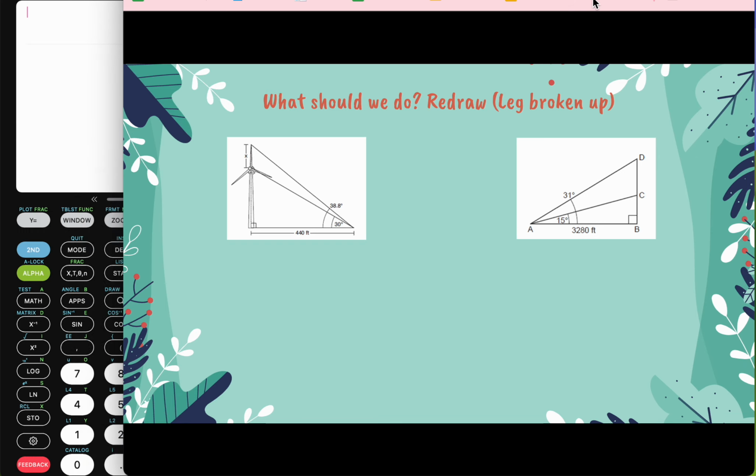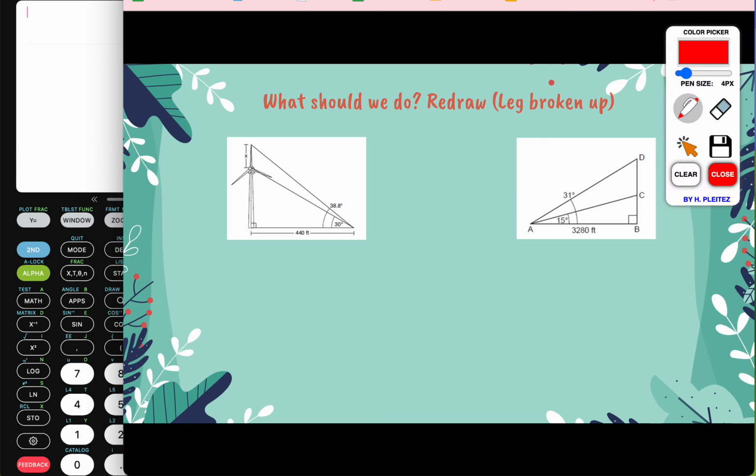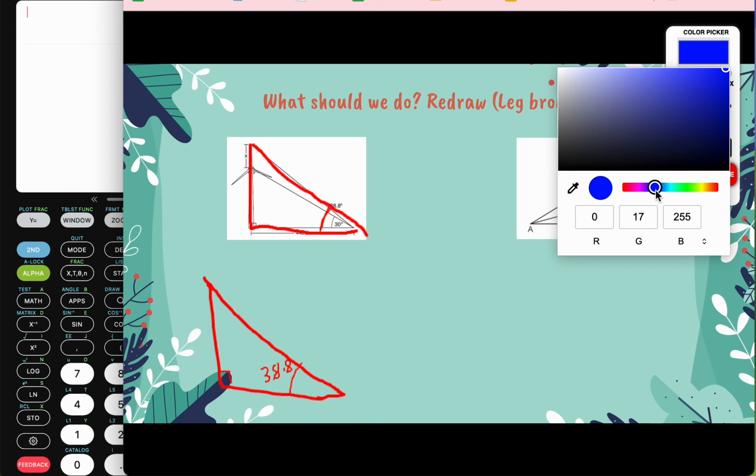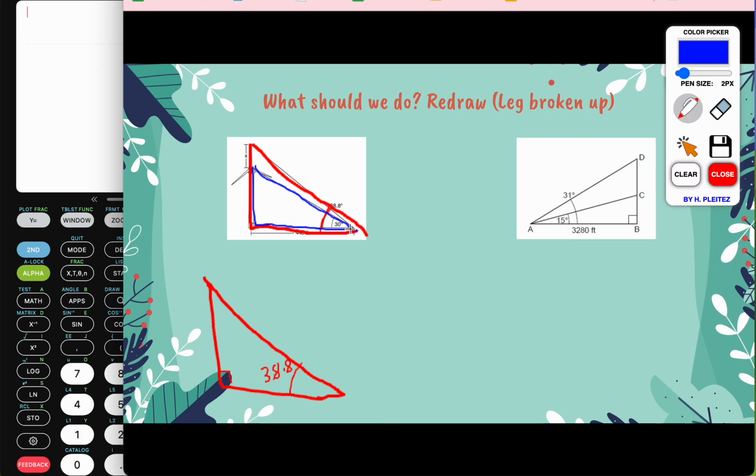All right, in this example, we have our leg broken up. Now, we're going to have two right triangles, so I'm going to draw the biggest one that I see. I'll draw the smallest one first. Actually, it doesn't matter. I'll just draw this one first. So in my red triangle that I am drawing, we have a 90-degree angle, and this entire angle is 38.8 degrees. Now in blue, if we redraw this triangle here, we have a right angle, we have 30 degrees, and then I can't really see that number right there.